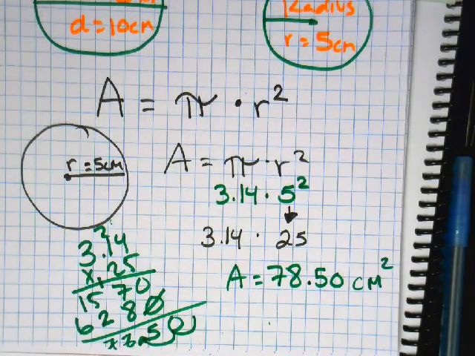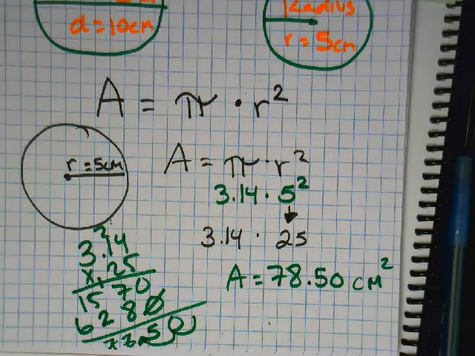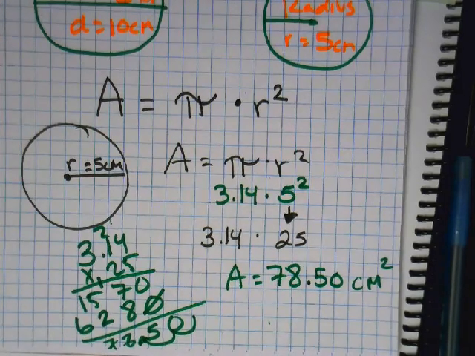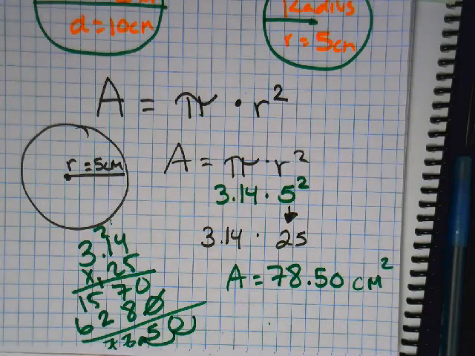Centimeters squared. So every time we do area, it will always be squared. Never cubed. When you do volume, it would be cubed. Volume is cubed, area is squared, perimeter is nothing. It's actually, there's a 1. It's just invisible. You never see it.